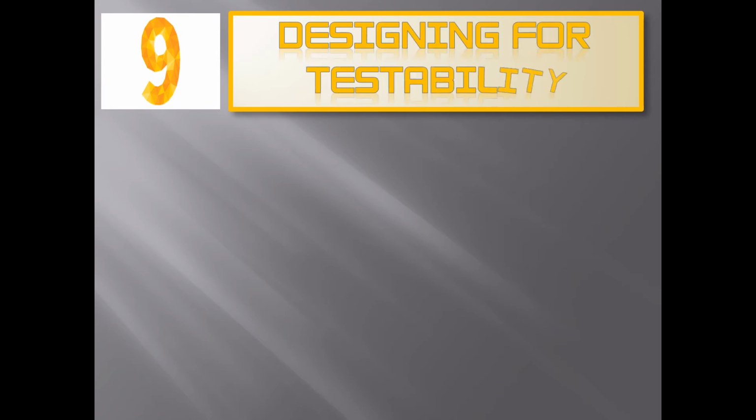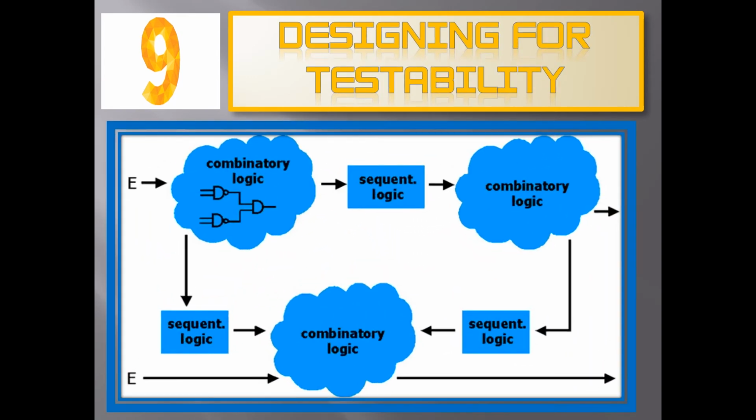Number 9. Designing for testability. First, the software is developed, designed and implemented, and then handed over to testers, who subsequently determine whether the software is fit for distribution and subsequent use by the customer.